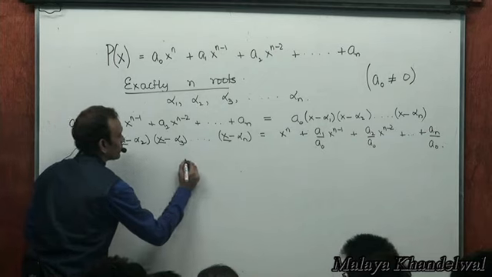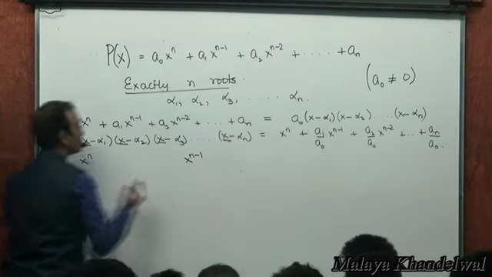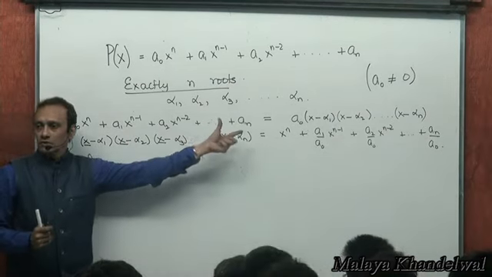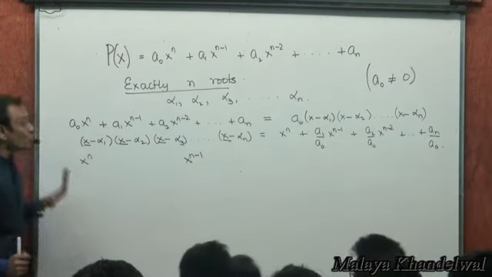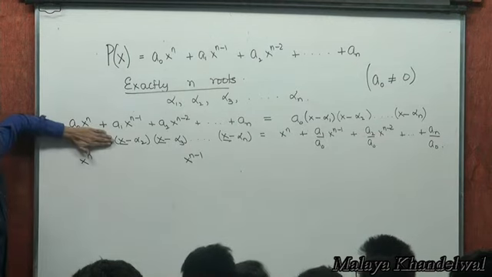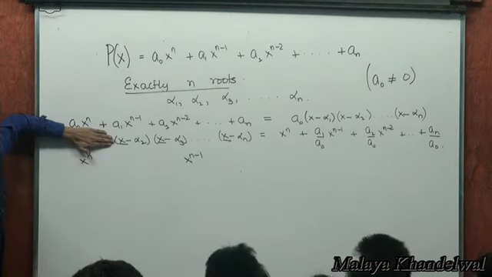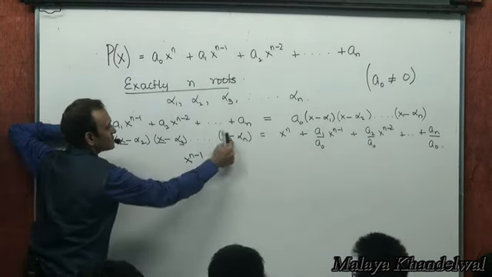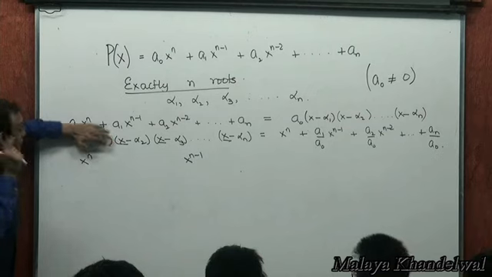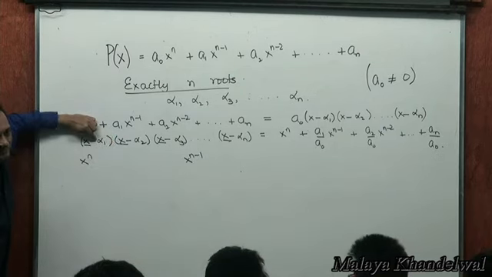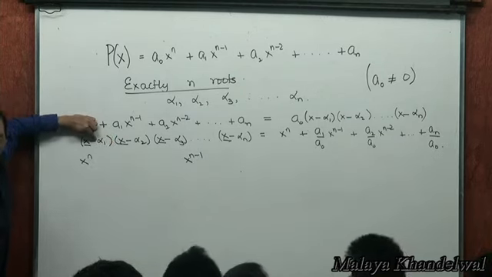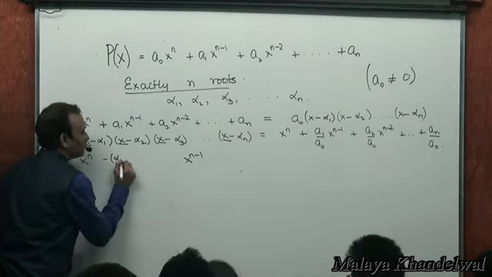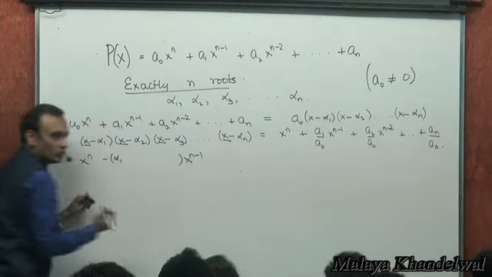Now, how do I obtain x^(n-1)? How many factors are these? n factors, right? So what I do is, let me hide the first factor for a moment. Then x into x into x into x, that will make it x^(n-1) into minus alpha 1. That is minus alpha 1 into x^(n-1), right? So then one term would be minus alpha 1 into x^(n-1), yes or no?